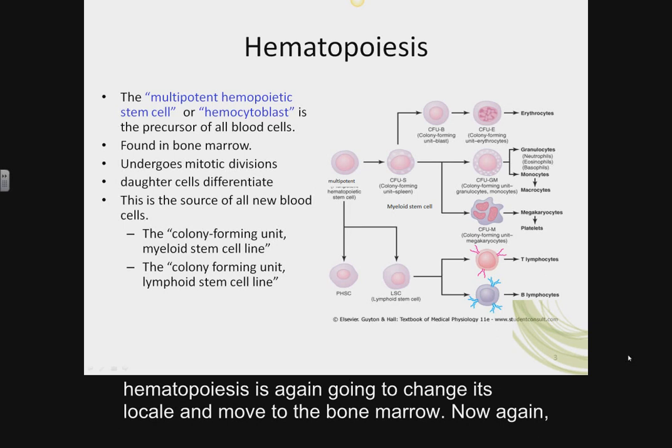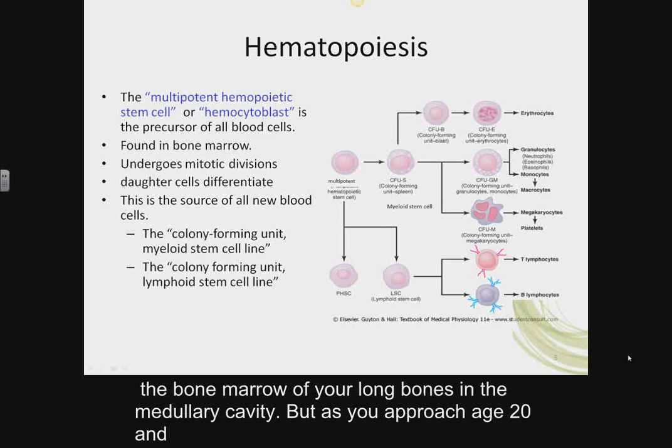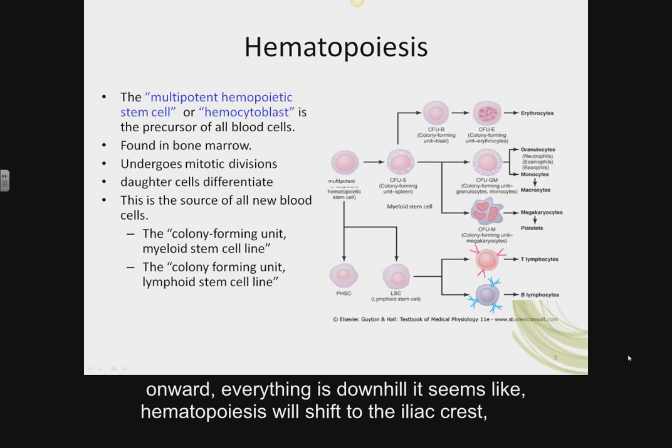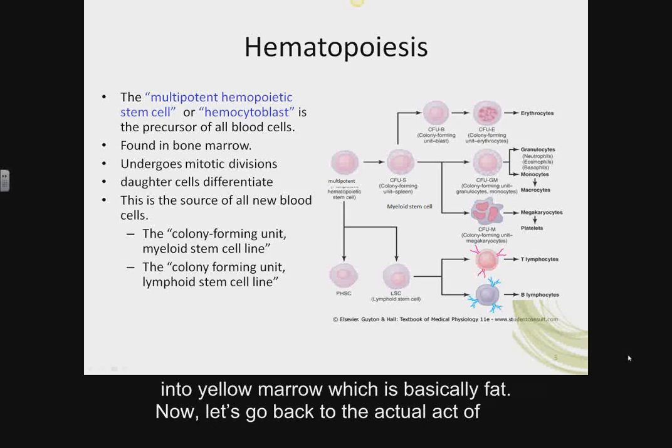Now, again, depending on how old you are, if you are under age 20, hematopoiesis is occurring in the bone marrow of your long bones in the medullary cavity. But as you approach age 20 and onward, everything is downhill, at least it seems like that way. Hematopoiesis after 20 will shift to the iliac crest, the vertebra, and the sternum. So you lose your red marrow in your long bones, and it turns into yellow marrow, which is basically fat.